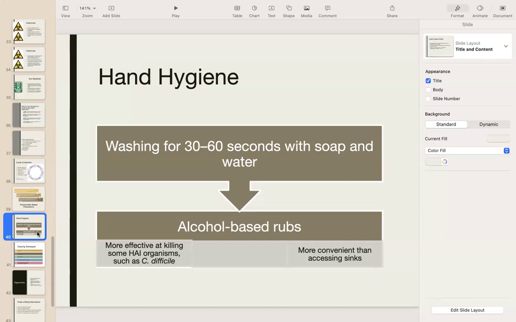So using either one of these methods is going to help fight the spread of infection. But if you have visibly soiled hands, so if you have something on your hands like blood or any other type of material, the best way to clean your hands is going to be to wash your hands.